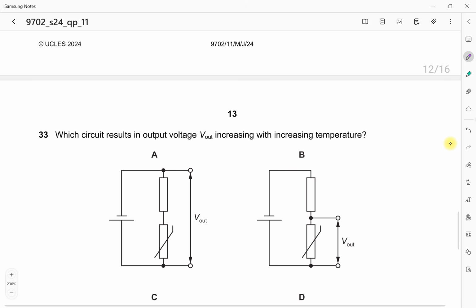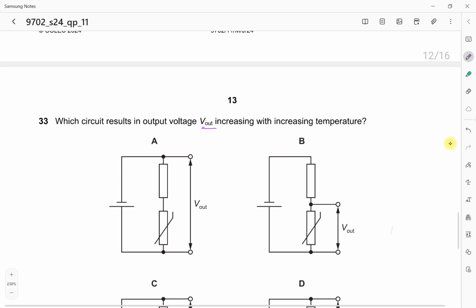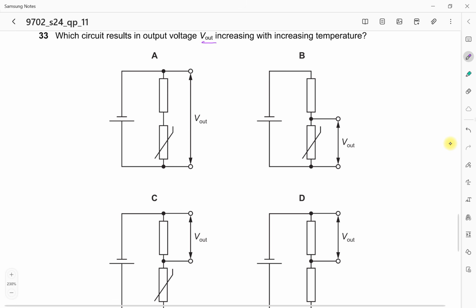Which circuit results in output voltage V out increasing with increasing temperature? We want V out to be increasing as the temperature increases. Okay, that is potential dividers, I think. So which circuit results in the output voltage V out increasing with increasing temperature?